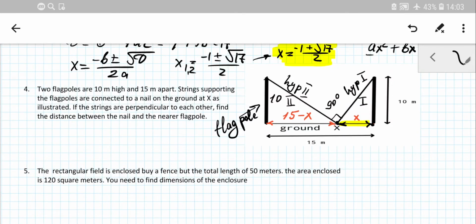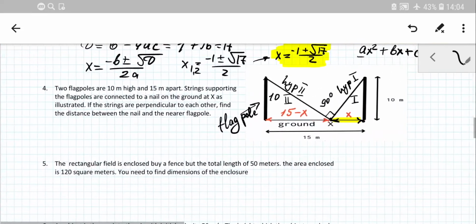Next step, I connect these two tips of the flagpoles with a line parallel to the ground, which is actually 15 meters, because the flagpoles have the same heights. With that, I can establish the third Pythagorean theorem for the big triangle, connecting hypotenuse 2 and hypotenuse 1 with this hypotenuse, which is 15. All right, so let's do it consecutively.